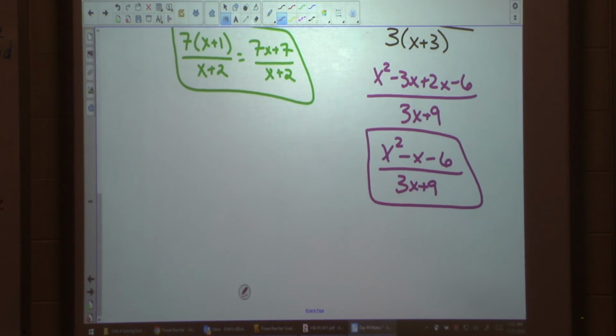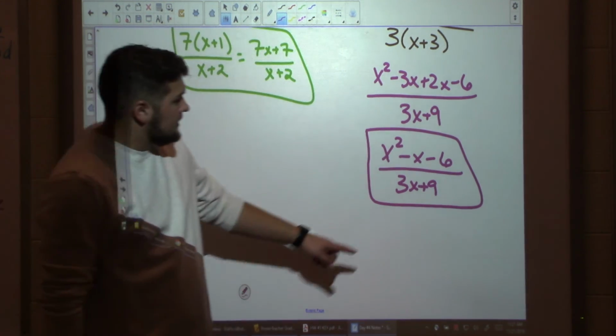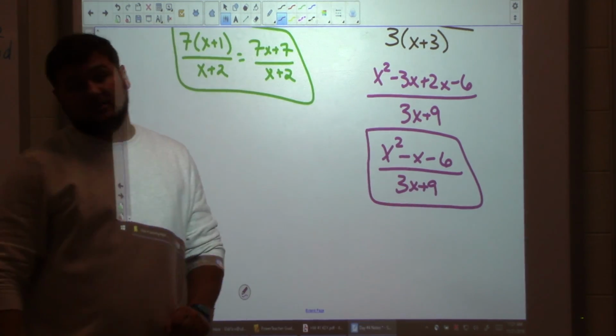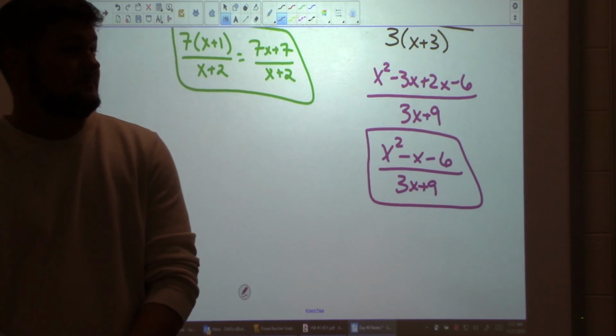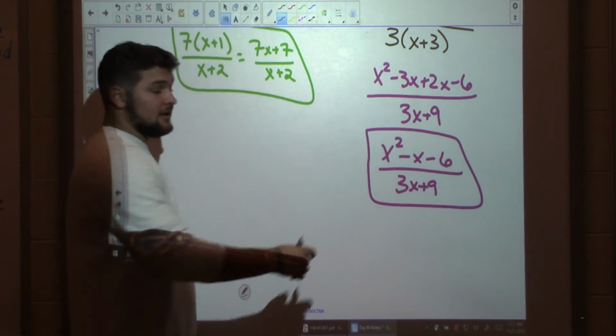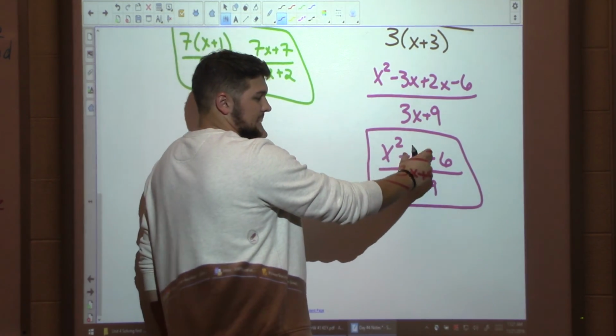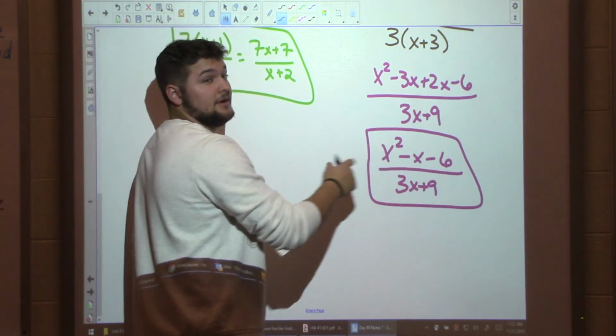Okay, we got time. We have two problems to do dividing. Question: can I simplify the 6 and 9? No, we can't, right? Remember, 9 is attached to this. It's 3x plus 9. x squared minus x minus 6. That's a whole term. Okay?